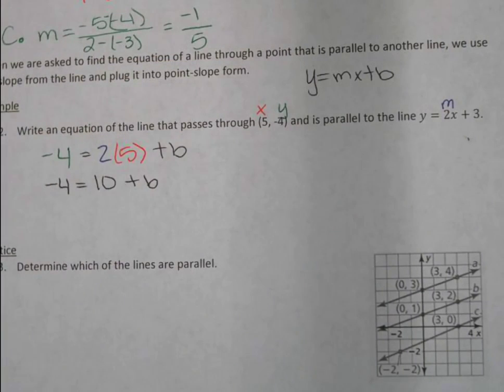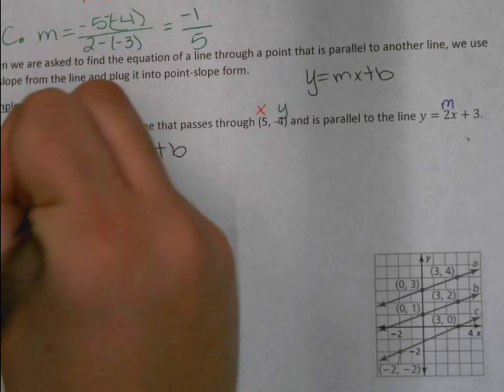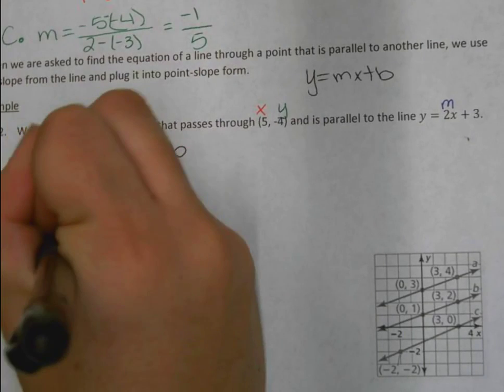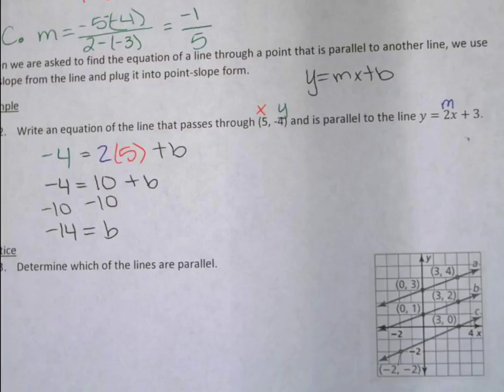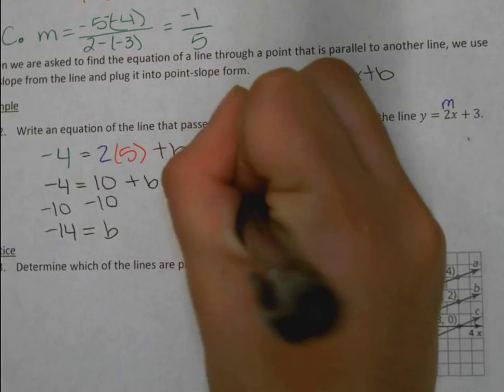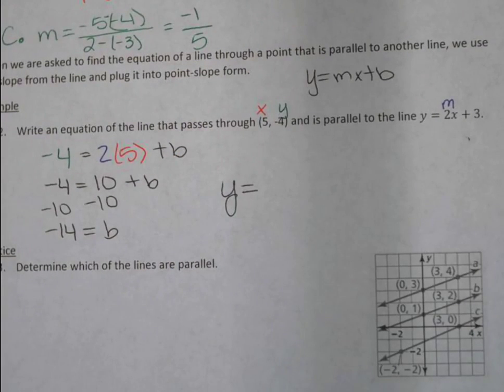So what do I have to do to get b by itself? Subtract 10 on both sides. And -4 minus 10 is -14. So now that I have my b and my m, I'm going to plug it back in to y equals mx plus b. So I have y equals, what was my m? 2.